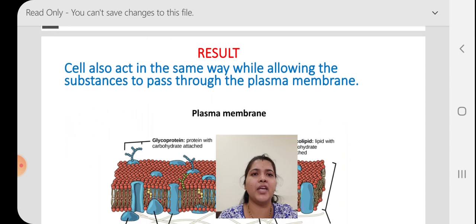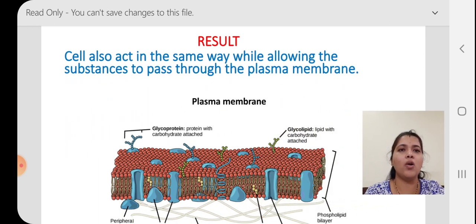Coming to the result of the experiment, the cell also acts in the same way, allowing substances to pass through the plasma membrane. It also filters a lot. It has a great capacity. In that way we are all safe, right? Instead of allowing all the unnecessary particles into our body, it filters them outside the body. This is a very good thing.